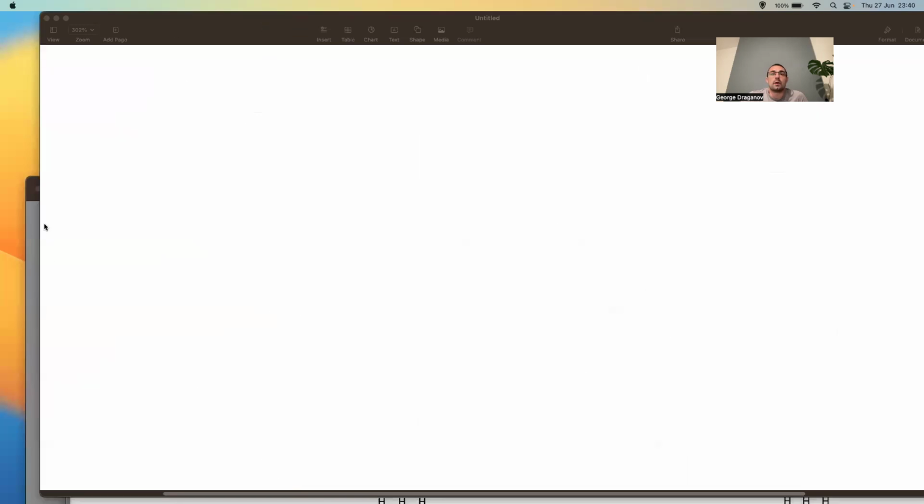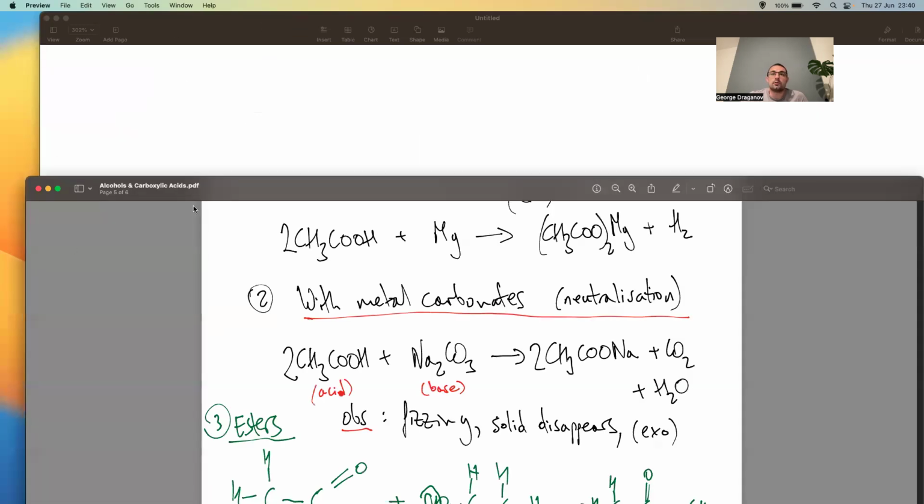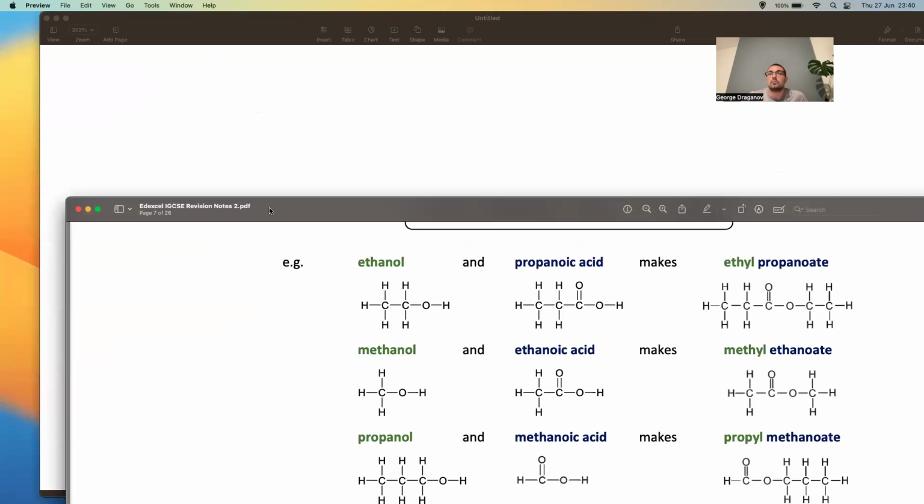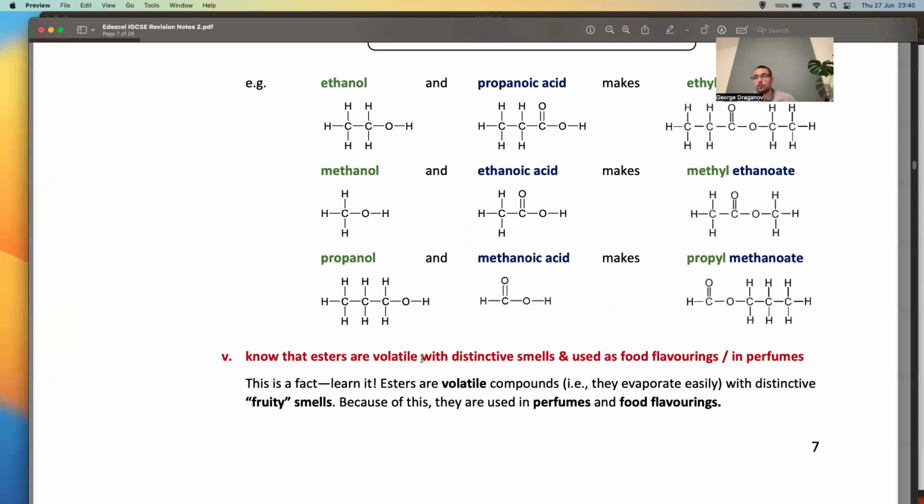And now let's go back to the other screen. So the final thing that you have to know on these are actually going to be here. Know that esters are volatile with distinctive smells. So esters easily turn to a gas that's volatile, and they have a nice smell. They have a fruity smell. So they can be used in perfumes and flavorings. And that's what you need to know about them.